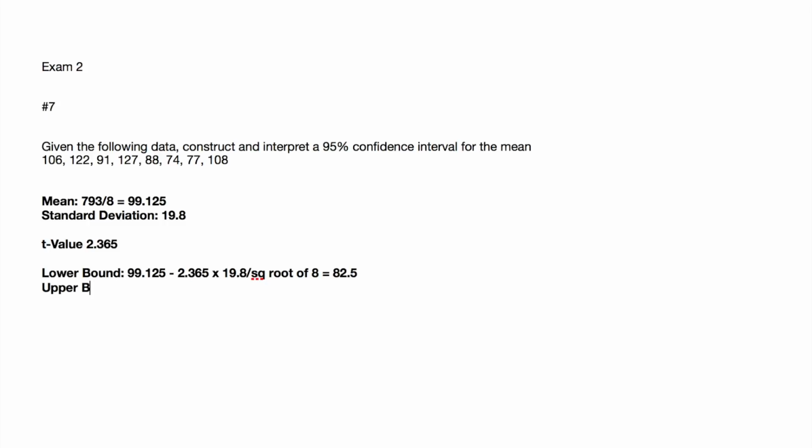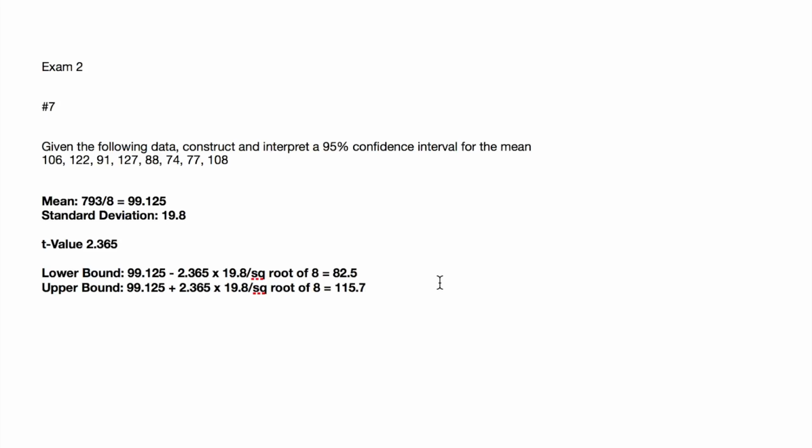Now for the upper bound, it is the same exact formula, except instead of subtracting the t-value, you add the t-value. So again, it would be 99.125, our mean, plus our t-value of 2.365, and then multiplied by 19.8 divided by the square root of 8. And this should equal 115.7. And that is for your upper bound.